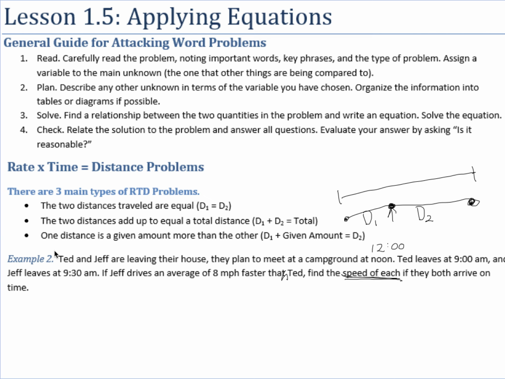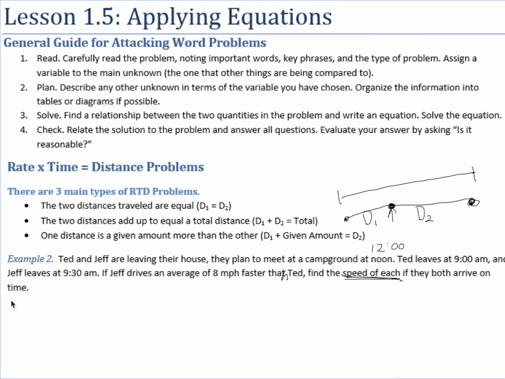So we could call Ted's rate t, and Jeff's rate could be j, or something like that. But we don't really want 2 variables. So let's look at this. Jeff drives an average of 8 miles per hour faster than Ted. Up here, we want to assign a variable to the main unknown, the one that the others are being compared to. So Jeff drives an average of 8 miles per hour faster than Ted. So we're comparing it to Ted's speed.